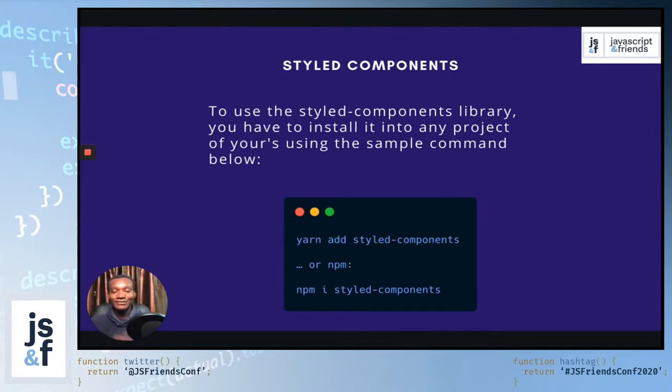You have the same commands, and after installing this into your node modules, you'll see a reference to it in your package.json. Under your dependencies, you will see styled-components and the version. Once it appears, you know it's installed.